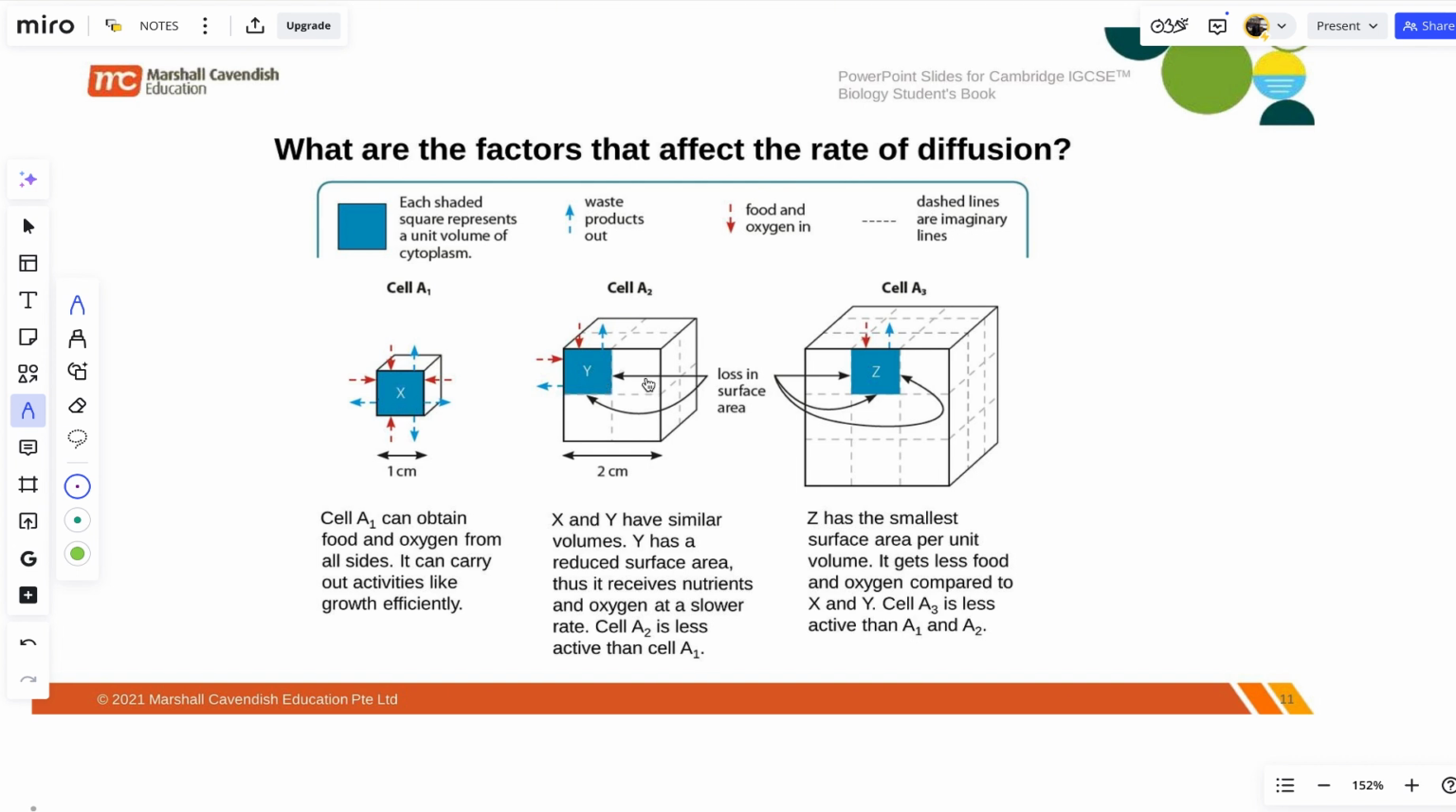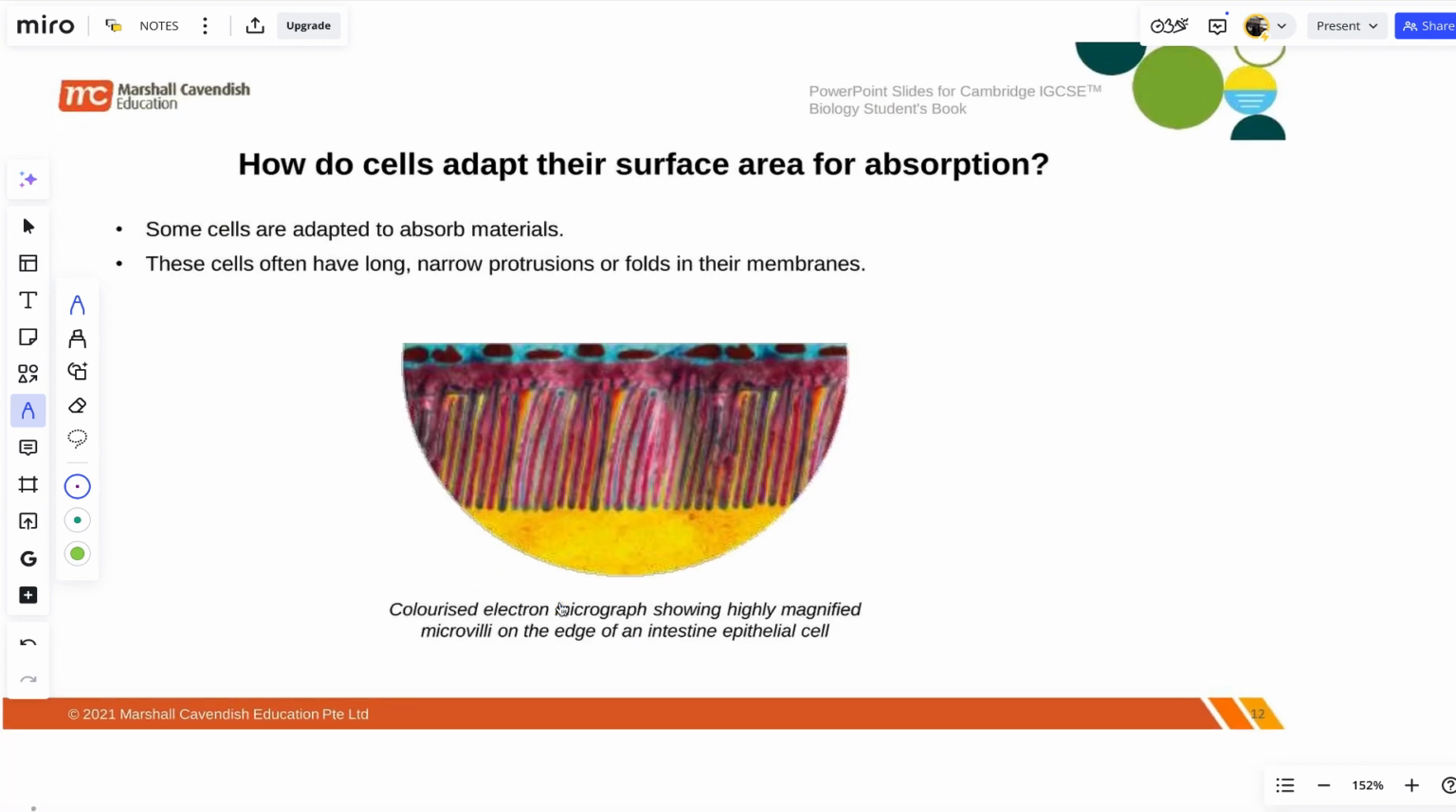So the rate of diffusion will be higher in this one than this one, and this one is higher than this one. The highest of them all is this one, because it covers the entire surface area of this face. This one is just 1/4 of the face, and this one is 1/9 of the face, even if the volumes of X, Y, Z are equal. Now let's move to the next one.